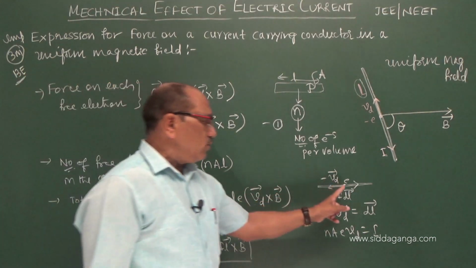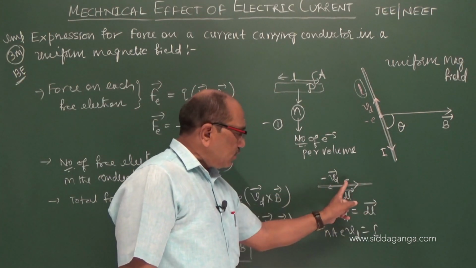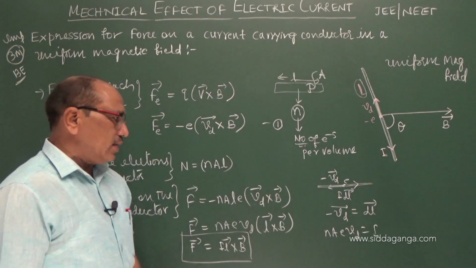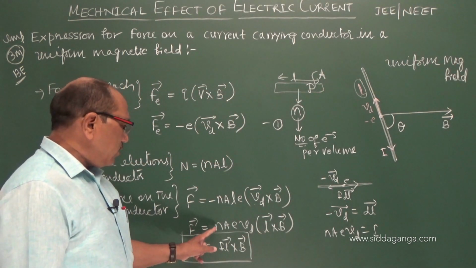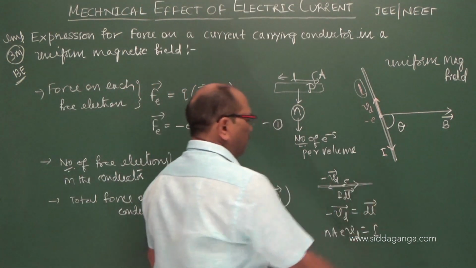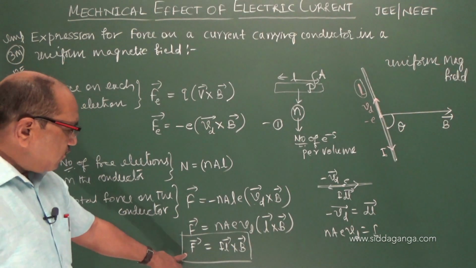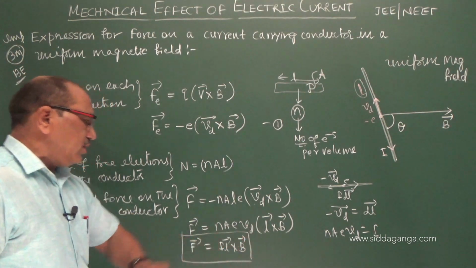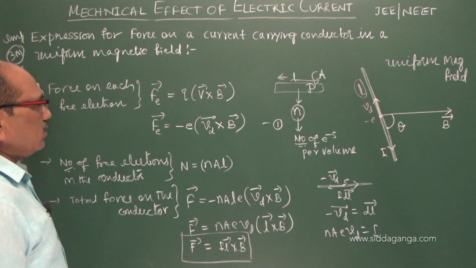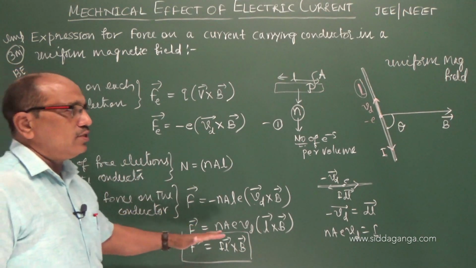But I gave you, I dl is in one direction and drift velocity is in the opposite direction. Minus Vd corresponds to dl. Therefore, I have written nAeVd into L, using the current element concept I gave there. F is equal to I L cross B. This is the vector form, for 3 marks. I hope you have followed these steps.